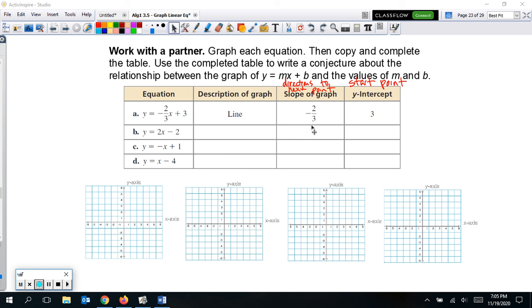But then you're just going to put the slope here. And what I would do is I'd put the slope there, but then make it a fraction so you can see what rise over run is. And then the y-intercept here, and then go ahead and graph it again on the next one. So A, B, C, and D, you have it on a couple pages.